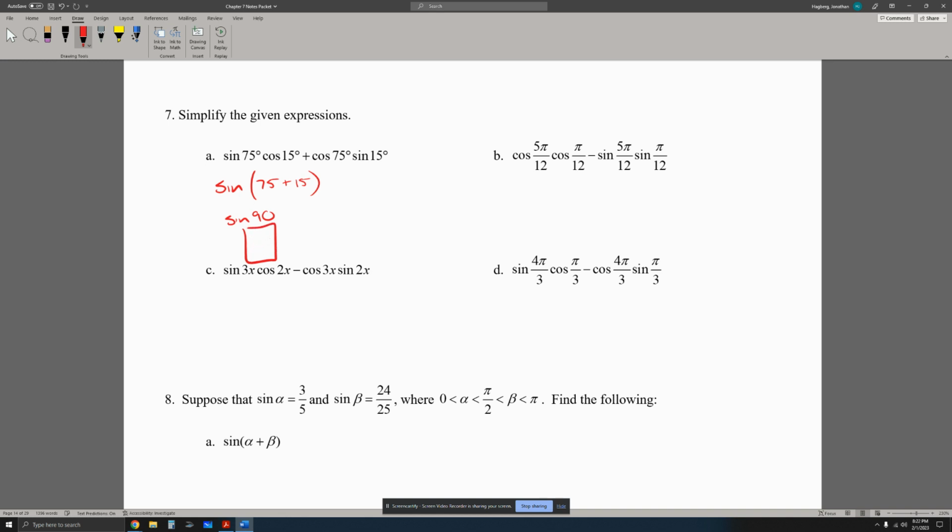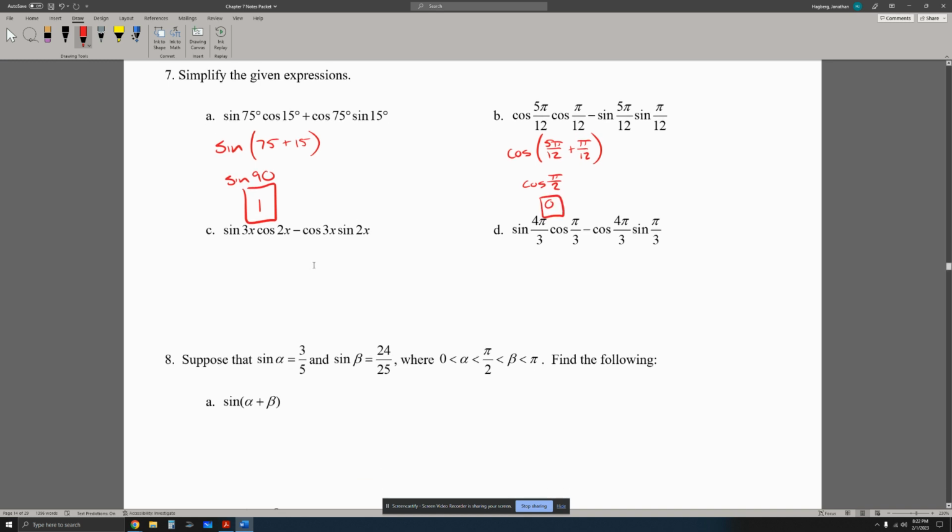I'm sorry, no, we're looking at the value. Sine of 90 is 1. There we go. All right, so then for letter B, we have cosine of 5 pi twelfths, cosine of pi twelfths. So these cosines are together, and then we're subtracting our sine. So this tells me we have the sum formula for cosine. So cosine of 5 pi twelfths plus pi twelfths. Okay, so 5 pi twelfths plus pi twelfths is equal to 6 pi twelfths, or pi halves. So this is equal to the cosine of pi halves, which is equal to 0.